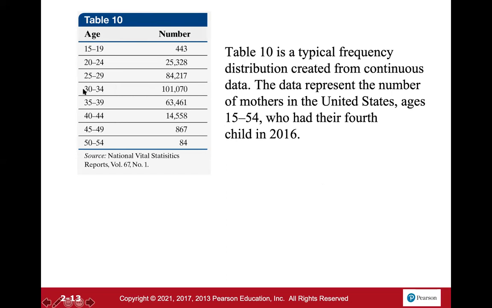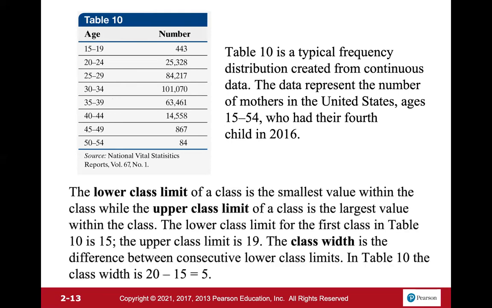101,070 women aged 30 to 34 had their 4th child in 2016. So on and so forth. All right, so now we're going to talk about the classes themselves. The lower class limit of the class is the smallest value within the class, while the upper class limit of the class is the largest value within that class.